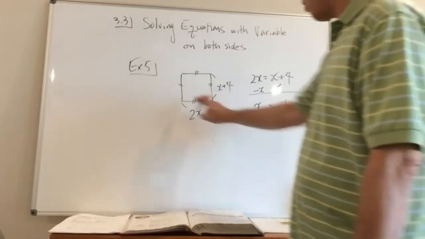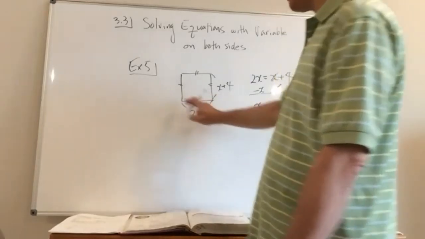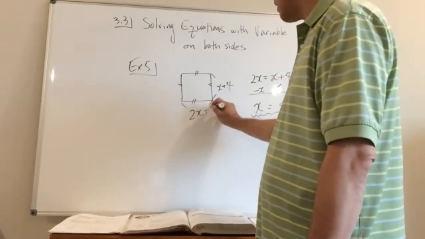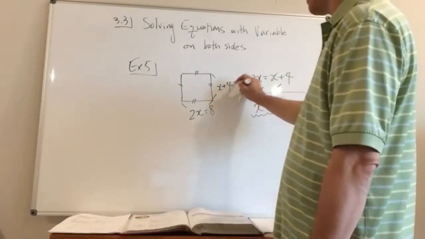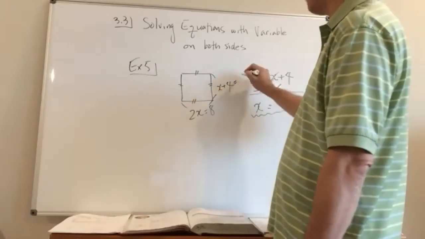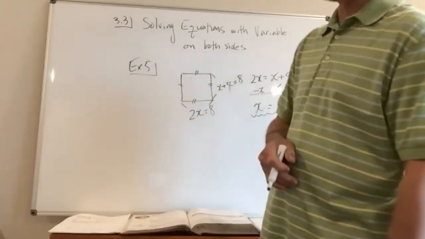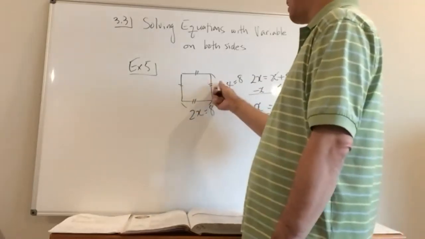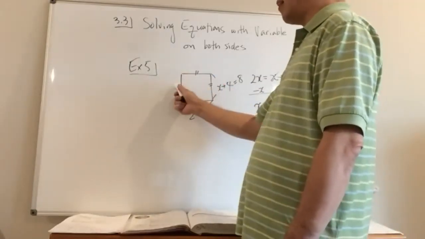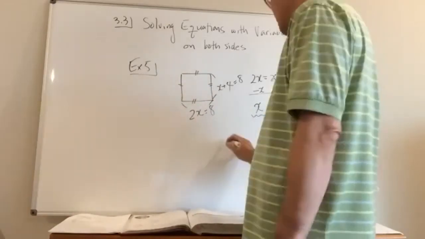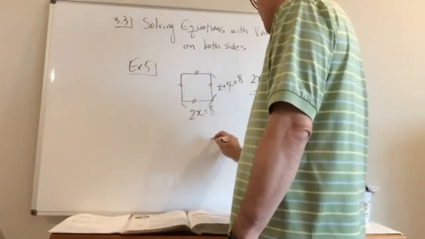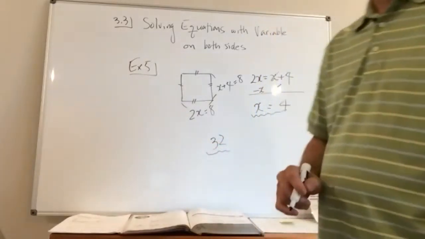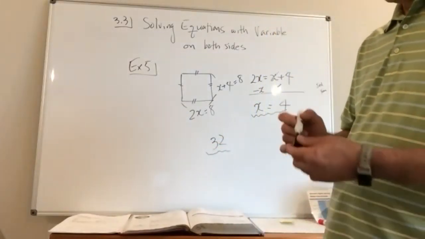Which means that one side here is going to be equal to 2x. So 2 times 4 is 8, or x plus 4 is 4 plus 4, which is 8, which is the same thing. So the perimeter is going to be what? 8 plus 8 plus 8 plus 8, right? So I have 4 8s. So the perimeter is going to be equal to 32. Okay?